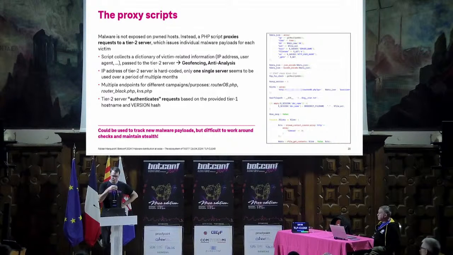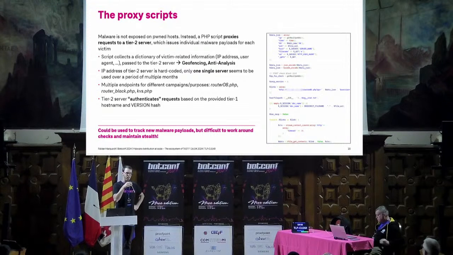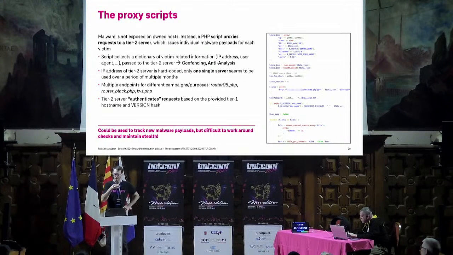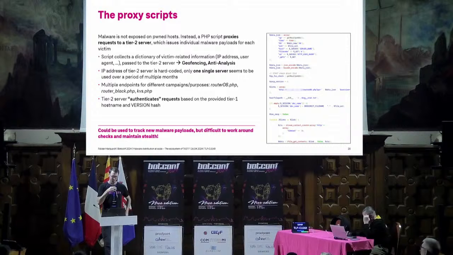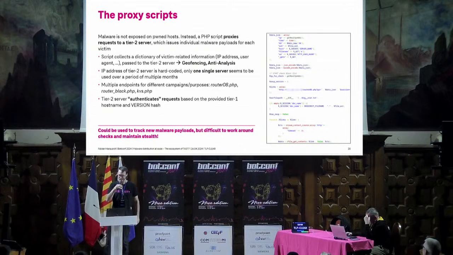Surprisingly, these tier 2 servers last quite a long time. They are hard-coded in this file, and we have seen one single IP being maintained for multiple months without someone taking action. At some point they change it and then they run the new one again for several months. On these backend servers, they also seem to have a lot of PHP scripts. PHP seems to be their tool of choice for server-side stuff. We have seen files like router08.php, router_black.php, kvs.php, and some others that we have seen infrequently.